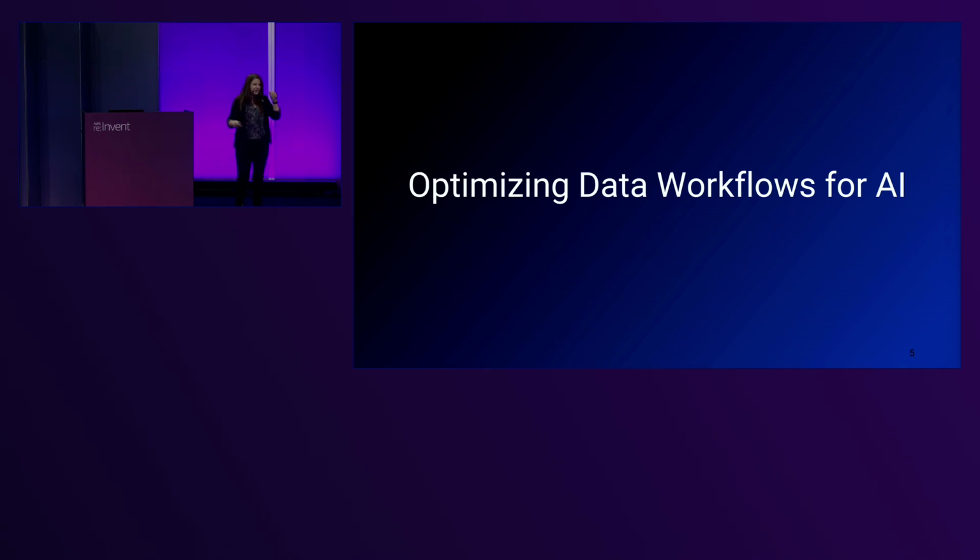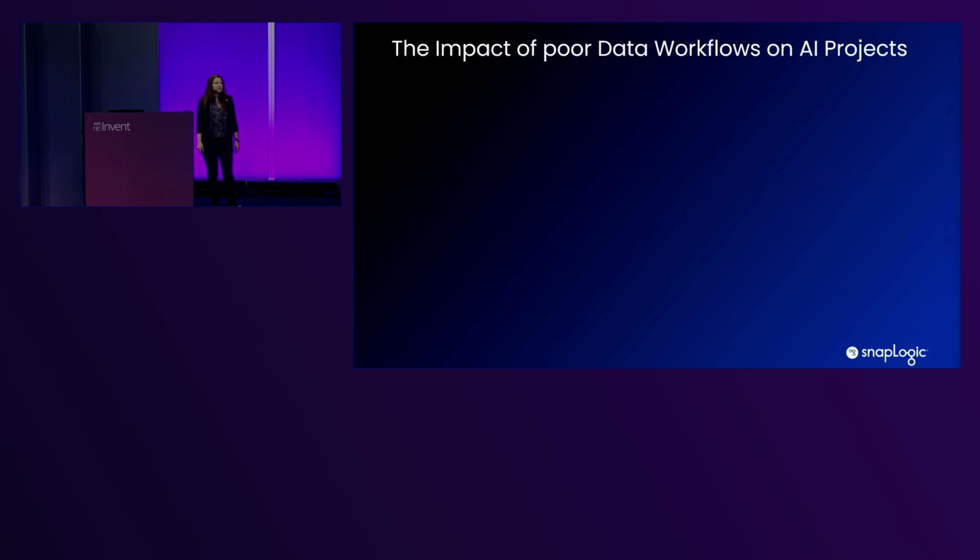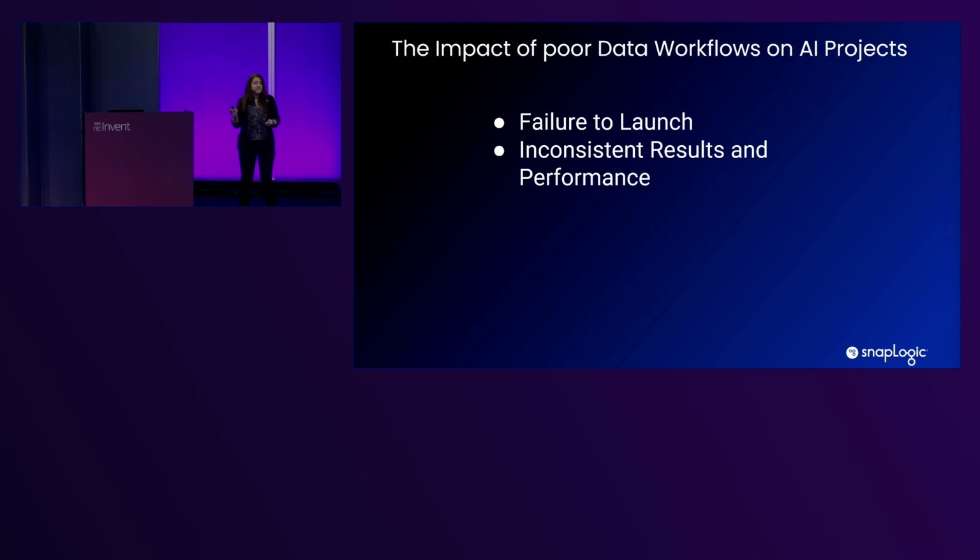So enough about who we are. Let's jump into optimizing data workflows for AI. So we all know the impacts of poor data workflows on our AI projects. The one we see most often is failure to launch. That means we don't have the right data, the data's not in the right state, and we're not able to start the project. We have these great ideas, things that we want to implement, and our data does not support us getting there, and yet we don't have the ability or know-how to improve that.